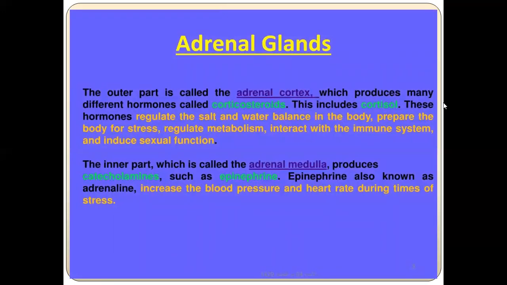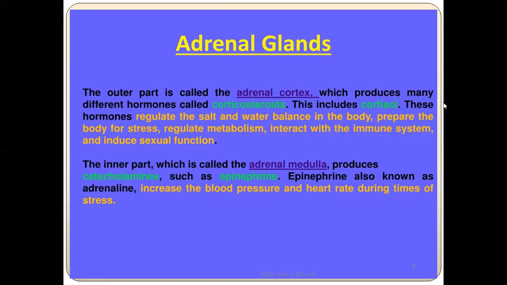In the previous chapter we studied the pituitary gland, thyroid gland, and parathyroid glands. Today we will do adrenal glands. Now, what are the adrenal glands? These are glands of our endocrine system. They are two glands in a pair, and they are situated above the kidneys.